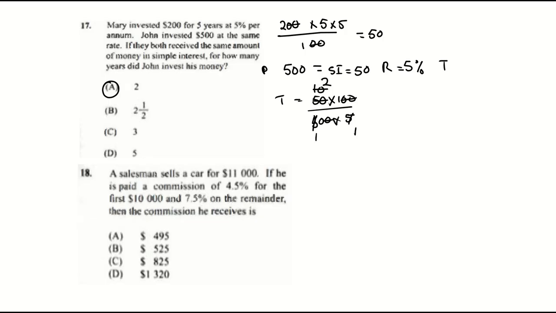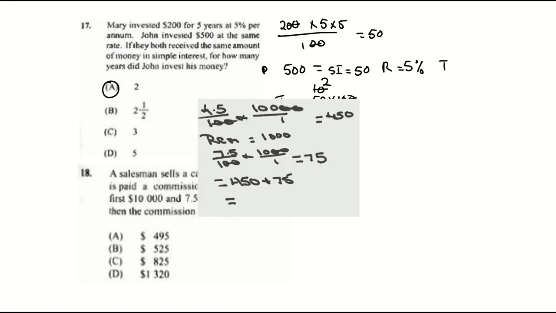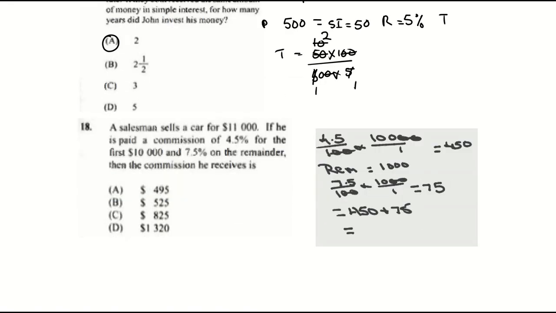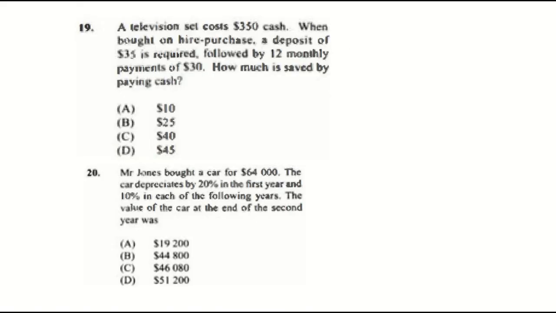for the first 10,000 was 450, and then 7.5% of the 1,000 would have been 75. 450 plus 75 is 525. Alright, so the answer for this is 525, B. Alright, let's look at number 19.